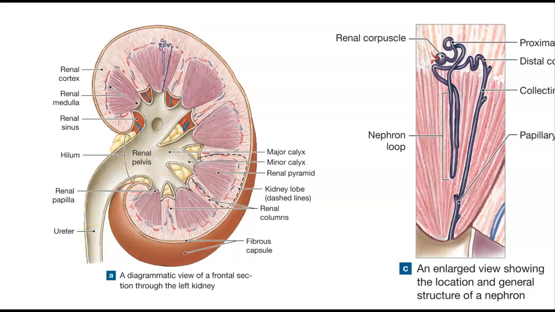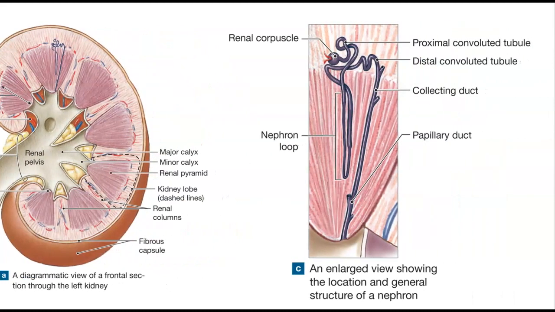bladder and the urethra. The portion of the renal pyramids that enters into the minor calyx, that's called the renal papilla. And then a kidney lobe is defined by this dashed line. So this is a lobe of the kidney here. Okay, so then let's go over to picture B and look at individual kidney tubules called nephrons. They start in the cortex.